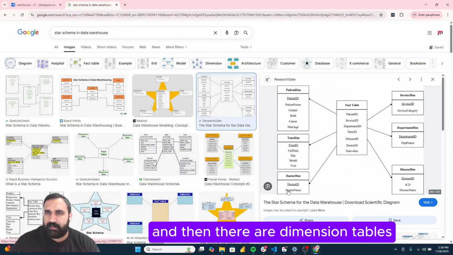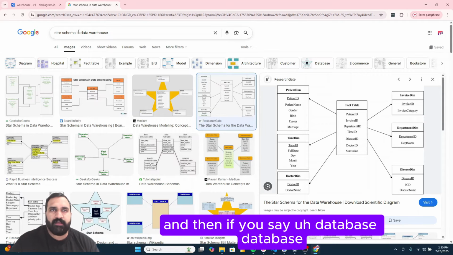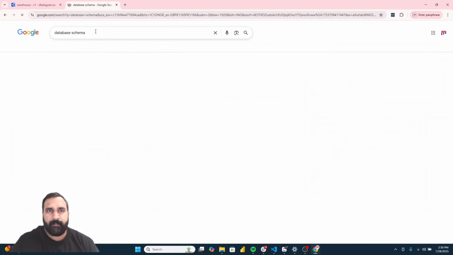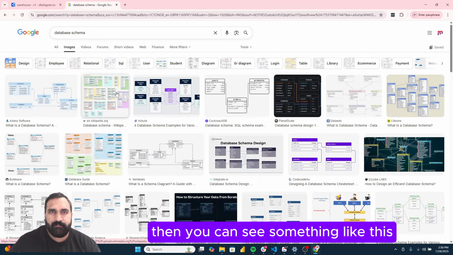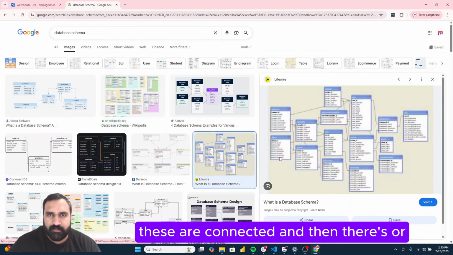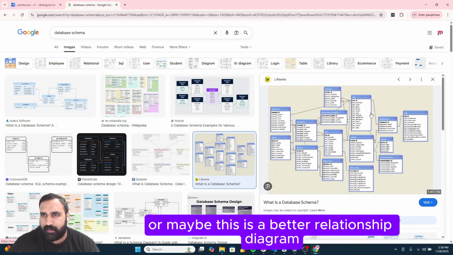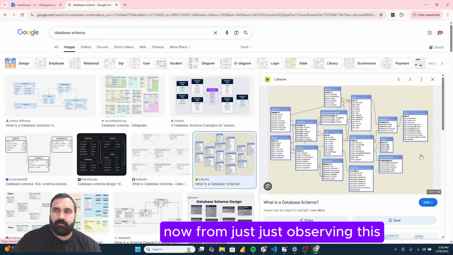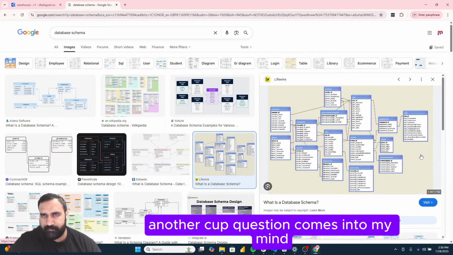There's a fact table and then there are dimension tables. And then if you search database schema, you can see something like this. All of these are interconnected with each other. These are connected. Or maybe this is a better relationship diagram, in which there's a whole mesh of relationships and everything. Now, from just observing this, another question comes into my mind.